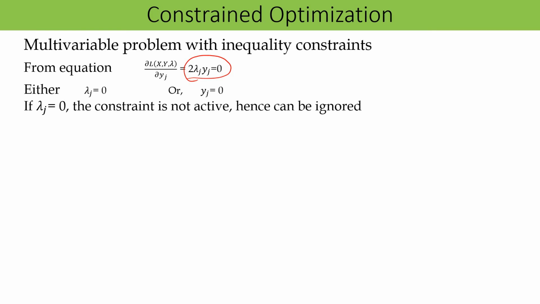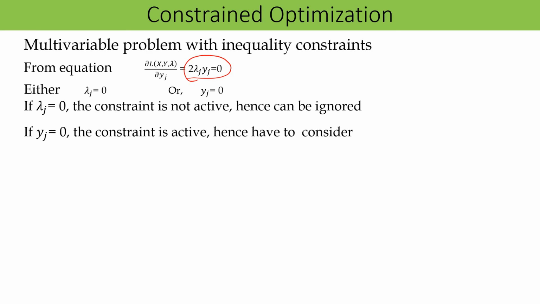So I can say that if lambda j equal to 0, the constraint is not active, hence we can ignore that one, because the solution we are getting is not influenced by that particular constraint. So therefore I can ignore that one. Similarly, if yj is 0, that means zj equal to 0. That is the equality constraint. If yj equal to 0, then the constraint is active. That means the solution is on that particular constraint, so we have to consider that one. So I'm getting two types of equation: one is lambda j equal to 0, or one is yj equal to 0.